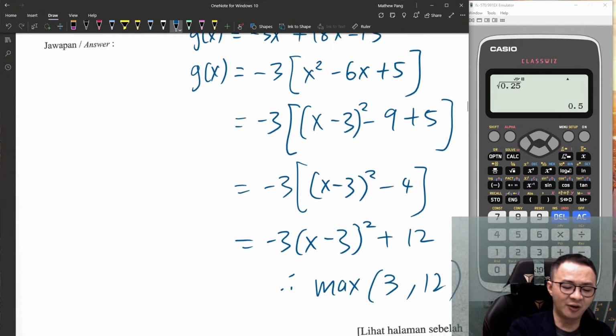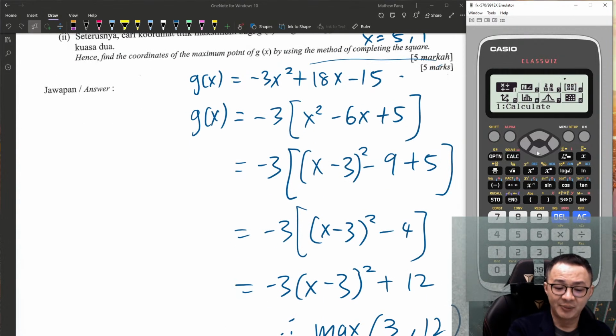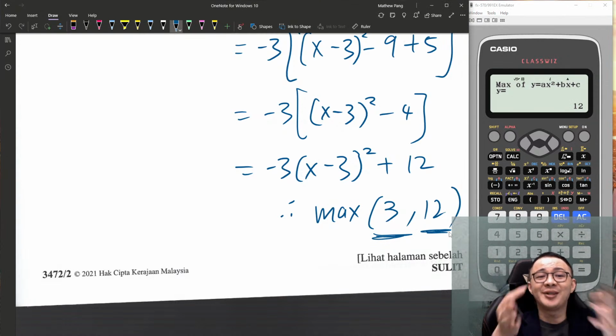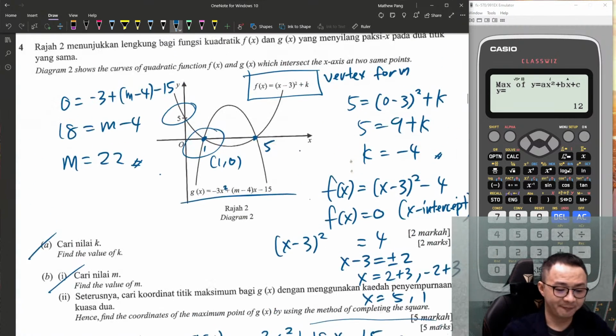Like I say, this kind of question, right, you can always check by using a calculator, because this model of calculator will tell you about your maximum coordinate. Go to polynomial, power 2. A is negative 3, B is 18, C is negative 15. So you see, it tells me my maximum x coordinate is 3. My maximum y coordinate is 12. Do you see that? So from my calculator, I can easily know my x and y coordinate.